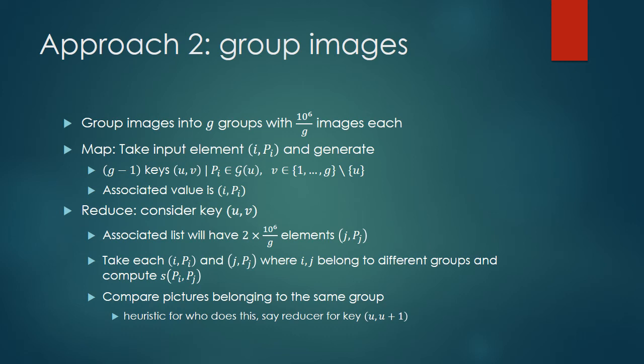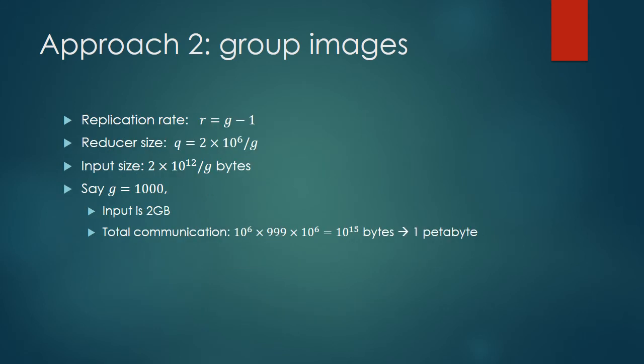This doesn't seem like a very difficult concept, right? All we have said is that instead of dealing with all of them independently, we're going to group them together so that we increase the work that a given reducer does. I'm running out of time, but very quickly, the replication rate is now down to G minus 1. The reducer size has gone up from being smaller to larger.